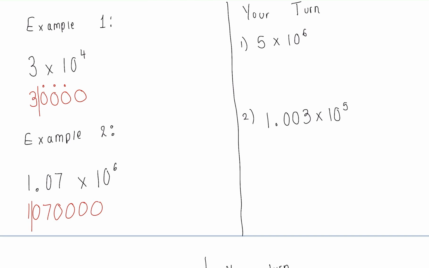So this first one, you should have got 5 and then 6 zeros. So the 6 numbers after that first digit. For your second one, you should have got 1003 and then 2 more zeros. And if you check again, that's 5 numbers after that first digit.